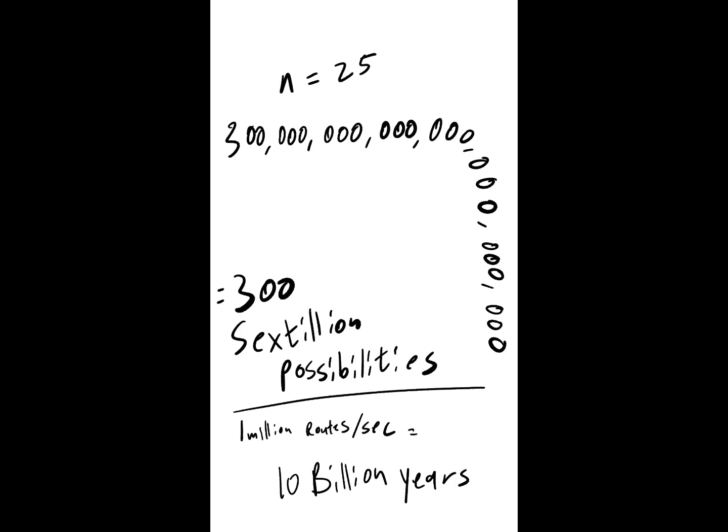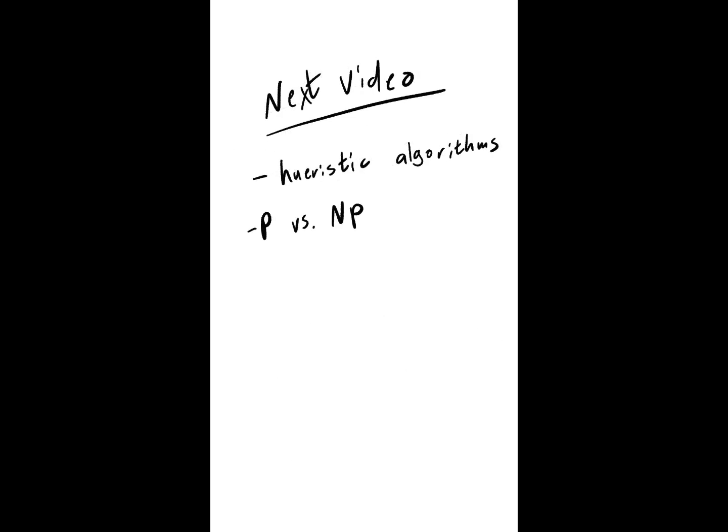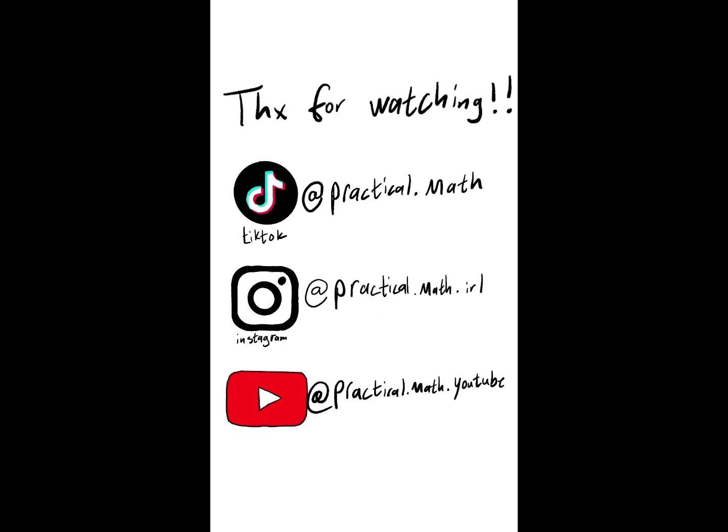Most real-life problems have been studied extensively, so there are many different ways of coming up with a good, but not always optimal solution. I'll talk more about that and how it ties into the Millennium problem, P versus NP, in my next video.